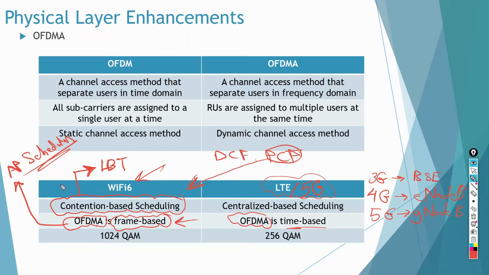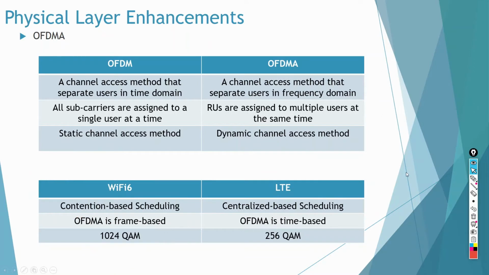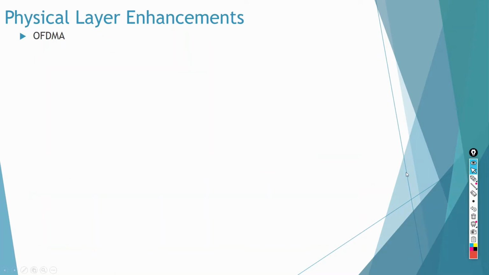Let's say based on the efficiency of the access point scheduler. Okay, the last item to compare here is that in Wi-Fi 6 we use 1024 QAM, whereas in LTE or cellular we use 256 QAM. Okay, let's clear things up. Continue to the next section.